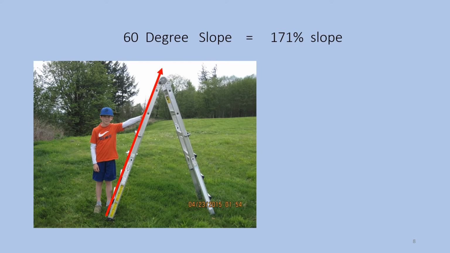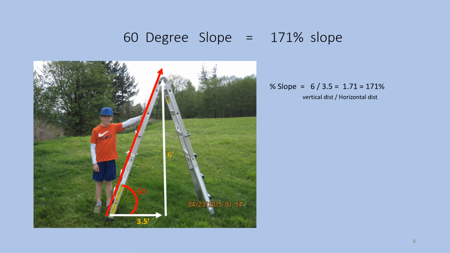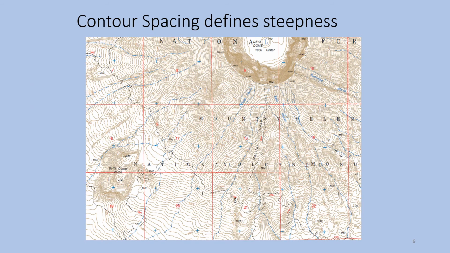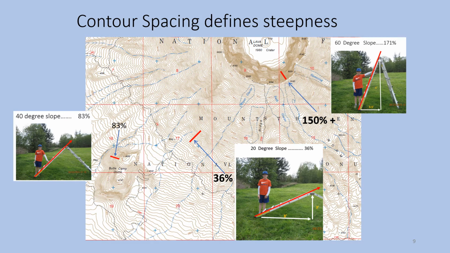For Finn to travel 3.5 feet forward, he must climb up 6 feet. The steepness of a slope is defined in one of two ways: as a percent slope, or by using the slope angle in degrees above the horizontal. The red arrow illustrates a 171% slope, or a 60-degree slope. Explore areas of differing slopes. See how slope affects your ability to travel and search.